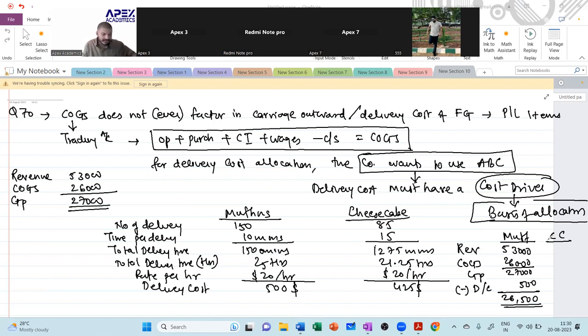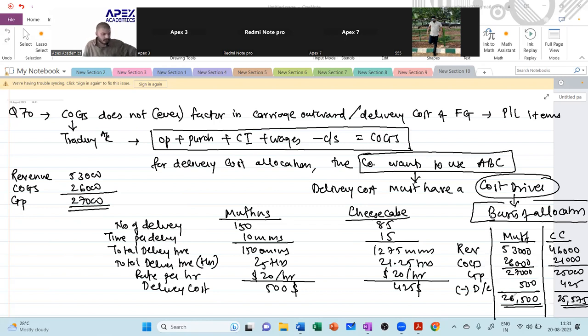Now with respect to cheesecake, my revenue is 46,000. It is given in the question. Don't get aghast or alarmed. 21,000 is the COGS. So I am left with 25,000. I am going to subtract from this 425. So I will be left with 25,575. These are the two items that I see over here.